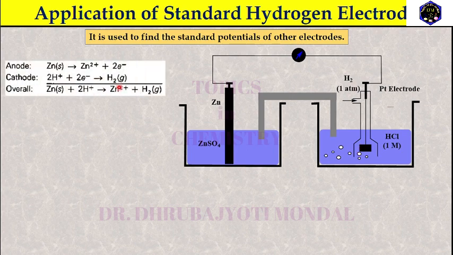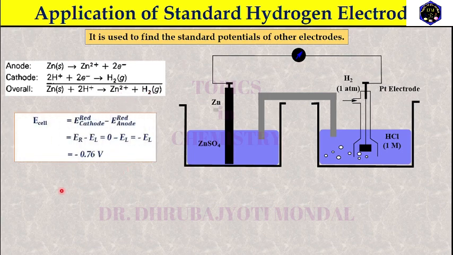So what is the cell reaction? At the anode oxidation takes place, so Zn gives Zn2 plus plus 2 electrons. At the cathode 2H plus takes these 2 electrons and converts to H2 gas. So what is the overall reaction? Zn plus 2H plus converts to Zn2 plus plus H2.